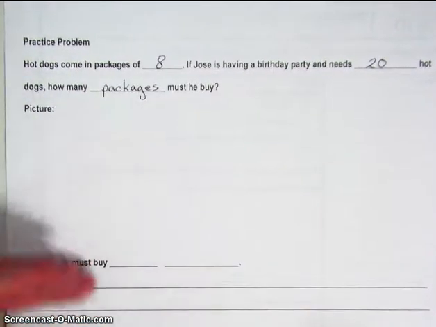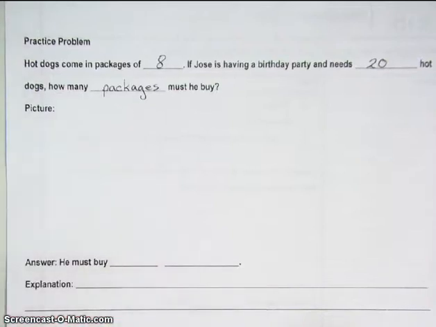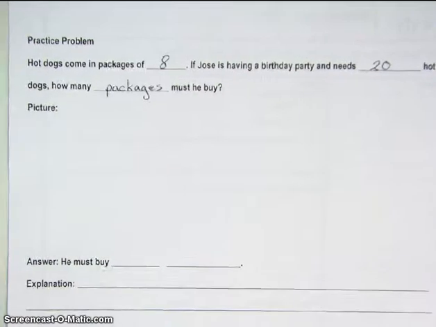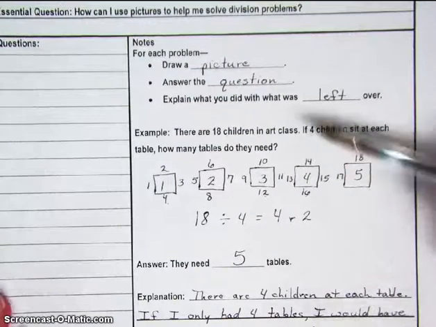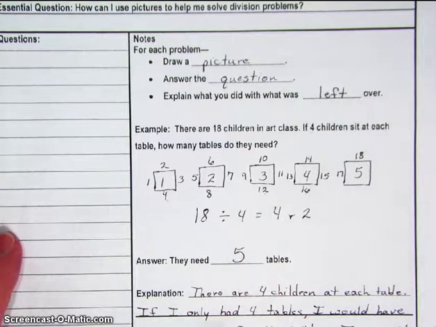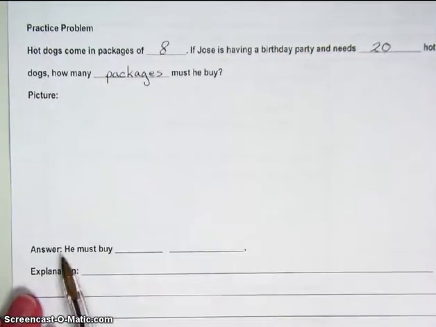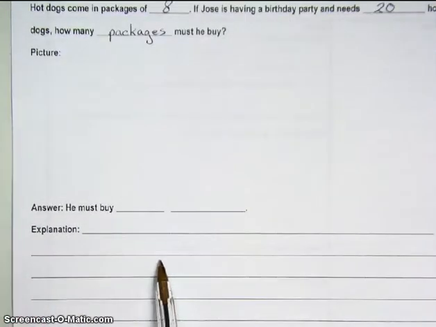By following these 3 steps, you can see how this problem needs to be solved and you can be very successful. If you forget how to do these 3 steps, simply turn to the other side of this page and look at what we did on the first one with our example problem. It will walk you through the different steps again. Be sure to show all of your work in your picture, to include both your answer with the label, and to give a clear explanation of what you did with the leftovers.